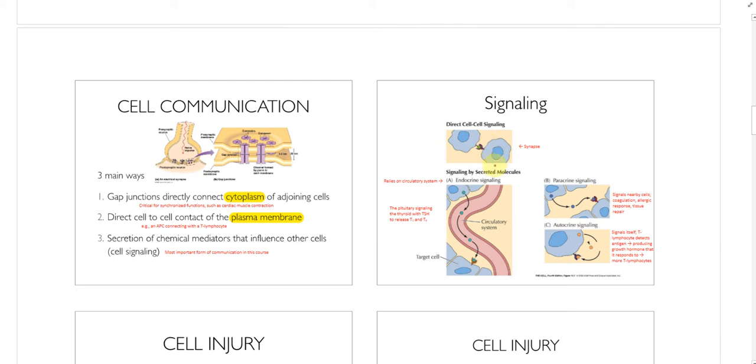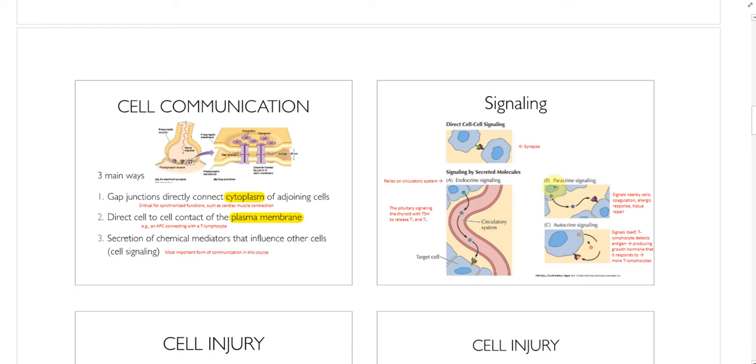And it's because of the proteins found on the plasma membrane of each of the cells. The most important one for this course is going to be the secretion of chemical mediators that influence other cells, also known as cell signaling. And there are going to be three different types of cell signaling in that regard. So we have endocrine signaling. This is going to be just the endocrine system and relies on the flow of the circulatory system to transport the signaling material from one cell to another. For example, this would be the pituitary signaling the thyroid with thyroid stimulating hormone, with the attempt being to get the thyroid to release T3 and T4.